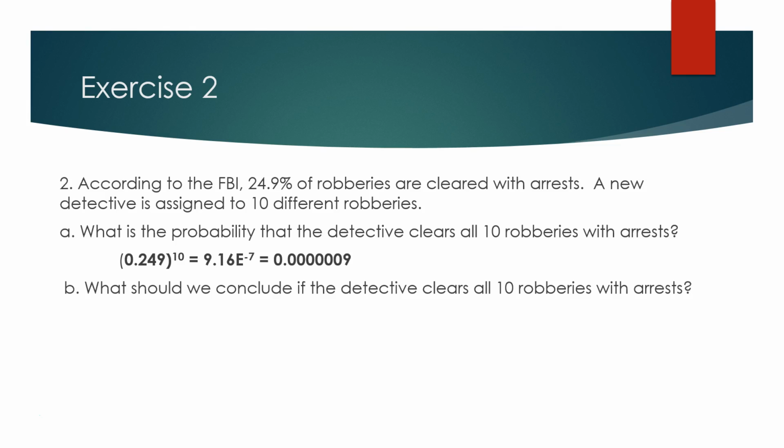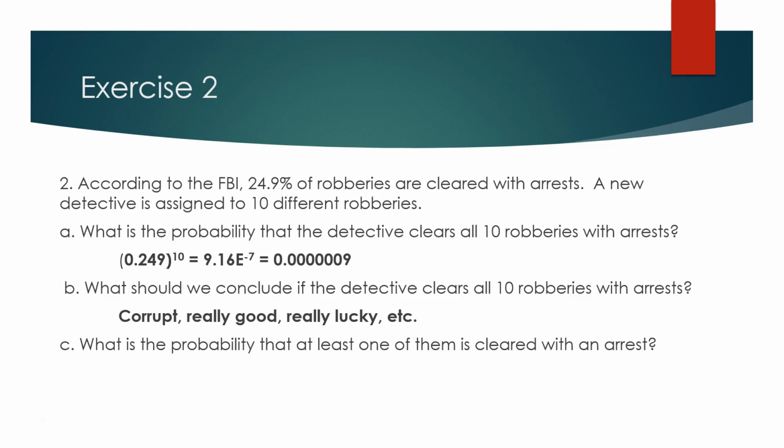What should we conclude if the detective clears all 10 robberies? Well, you can go a good direction, a positive direction, or a negative direction. The negative direction is that the detective is crooked. Maybe they set up the crime, maybe they planted evidence, or maybe they coerced the person into a confession. Or you can go to the positive direction and say that the detective was either really good or really lucky. Maybe the crimes that they were handed had a lot of evidence associated with them already, so it was a pretty straightforward bunch of crimes to clear. So it definitely needs to be investigated regardless of which one of those it is.